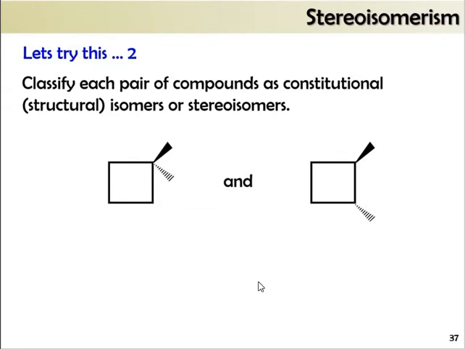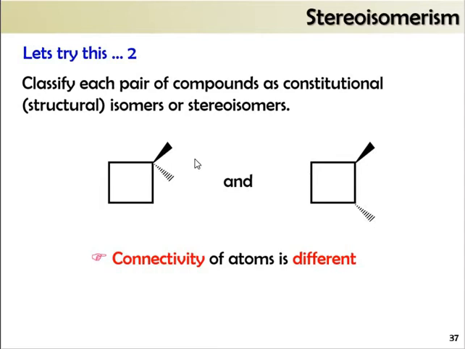Alright, for this one, classify each pair of compound as constitutional or stereoisomerism. Okay, connectivity of atoms is different. Look here, the CH3 attached at the same carbon, but then for the second structure, the CH3 group attached at different carbon. So connectivity of atoms are different. So they are structural isomers.